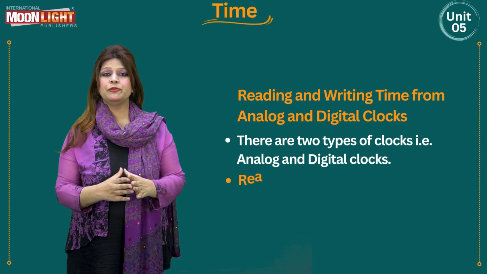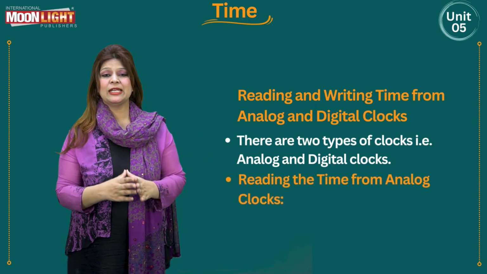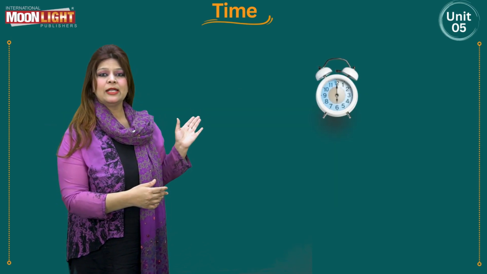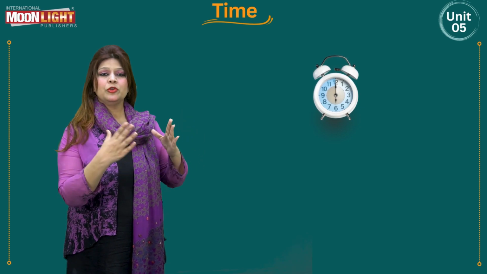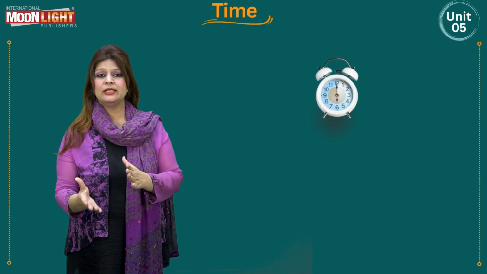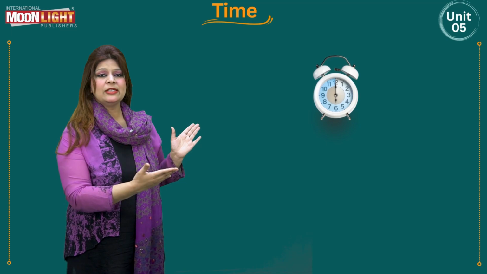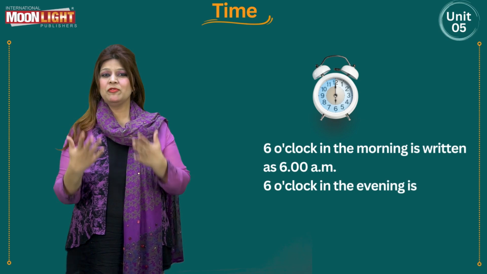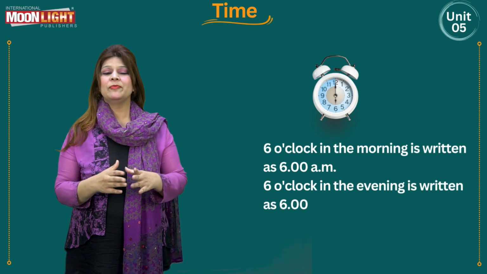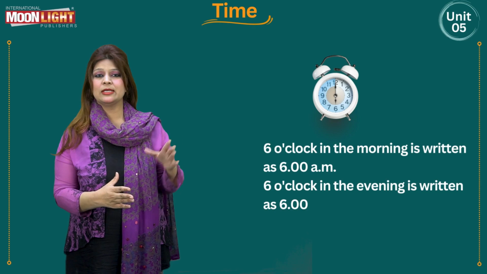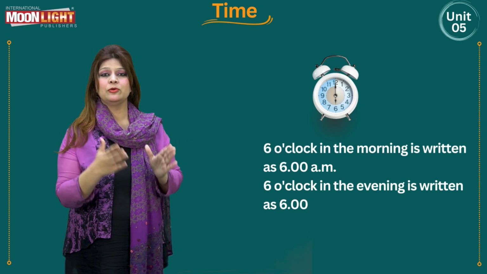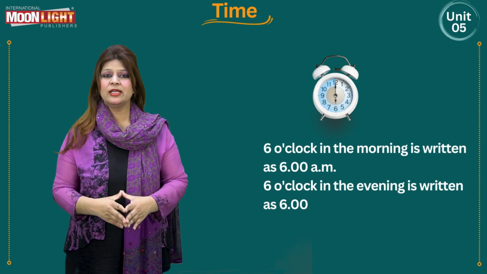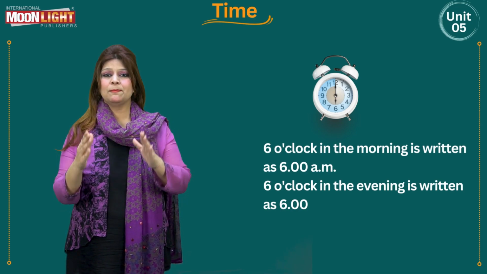Right now, we are going to read and write time for the first thing, which is analog clock. What is the analog clock? You already know that. This clock is analog clock. So you are going to learn what is the time over here. What is the time on this clock? 6 o'clock in the morning. This time is in the morning, so we are going to write it as 6 a.m.